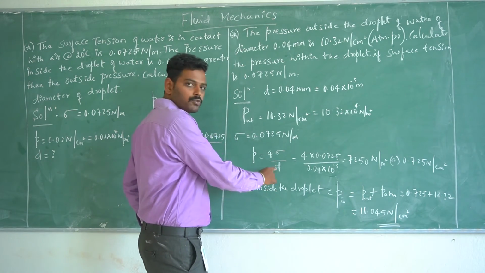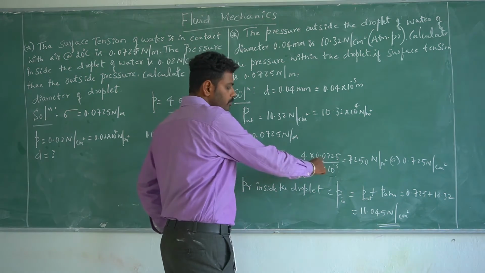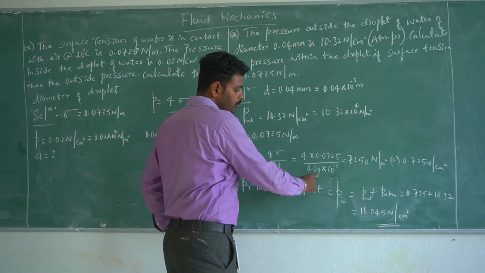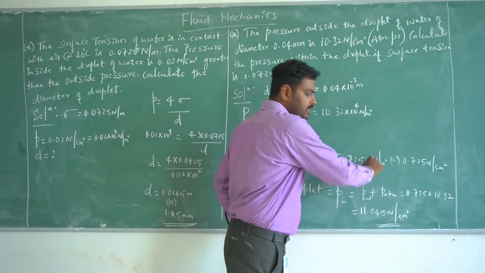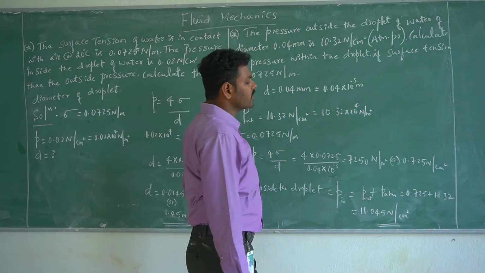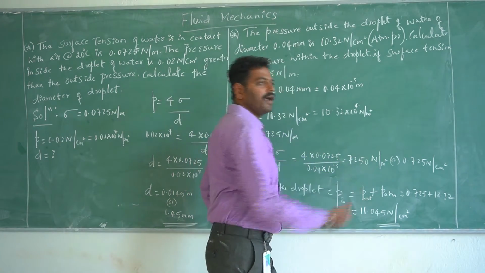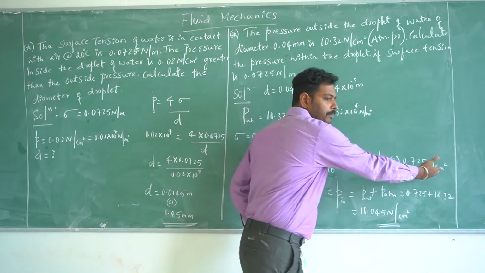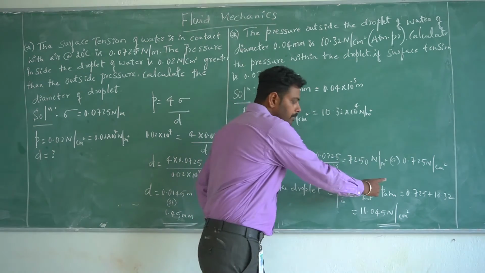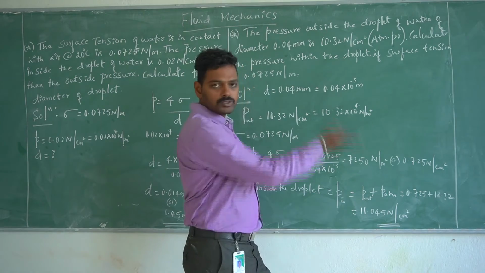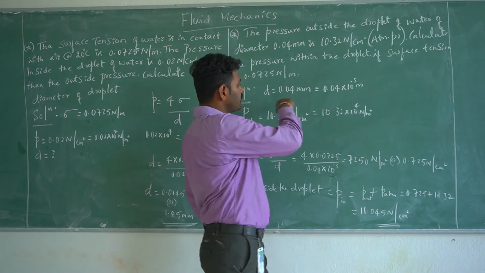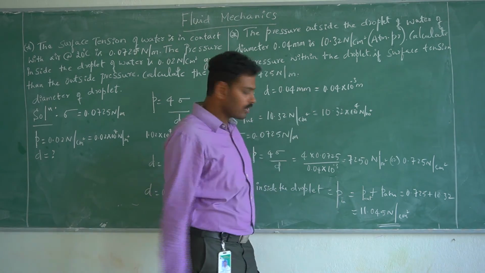Then P is equal to 4 sigma by D. 4 into 0.0725 by D, which is 0.04 into 10 power minus 3. Then we will get 7250 Newton per meter square. Or you can say 7250 is 0.725 Newton per centimeter square. So instead of Newton per meter square, you can convert in terms of Newton per centimeter square also, because the atmospheric pressure is given as 10.32 Newton per centimeter square.